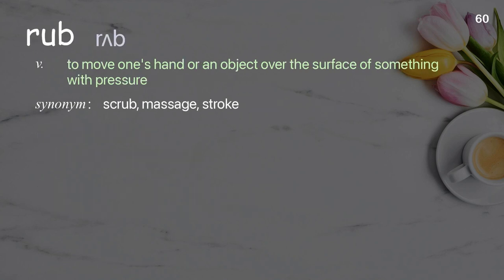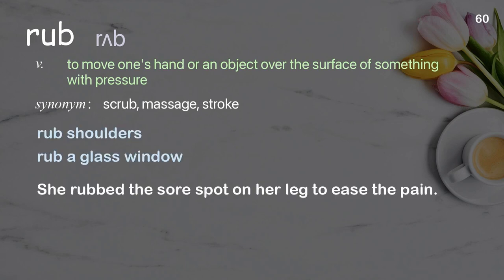Rub: to move one's hand or an object over the surface of something with pressure. Examples: rub shoulders, rub a glass window. She rubbed the sore spot on her leg to ease the pain.